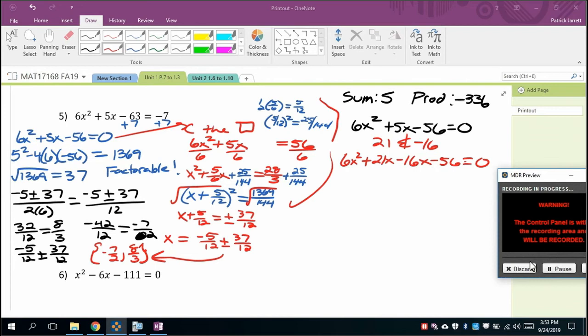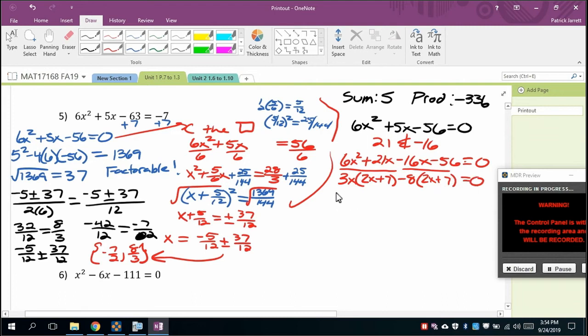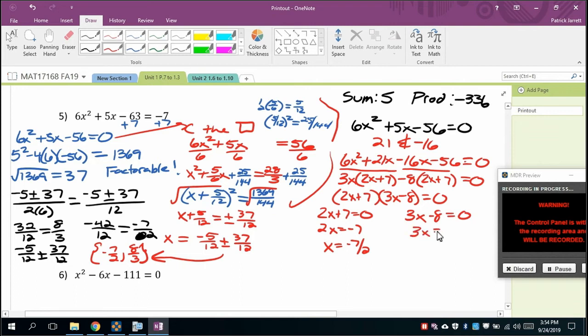So what I'll do is I'm going to take a 3x out of this. So 3x, that'll be 2x plus 7. And let's see, I think I can take an 8 out. Yep, 8. That'll be 2x plus 7 equal to 0. So now I'll have 2x plus 7 times 3x minus 8 equal to 0. So if 2x plus 7 equals 0, 2x equals negative 7, x equals negative 7 halves. 3x minus 8 equal to 0, 3x equals 8, x will equal 8 thirds.